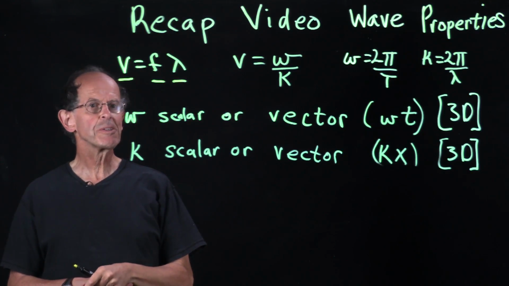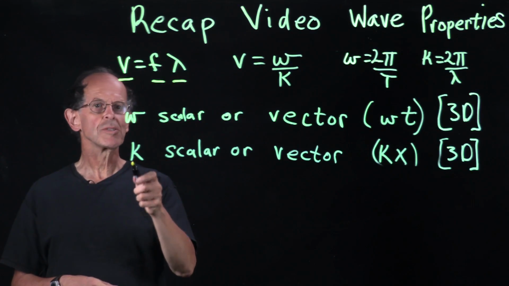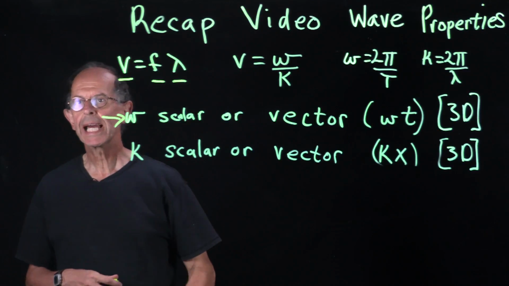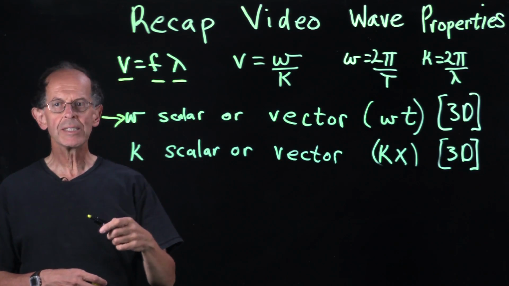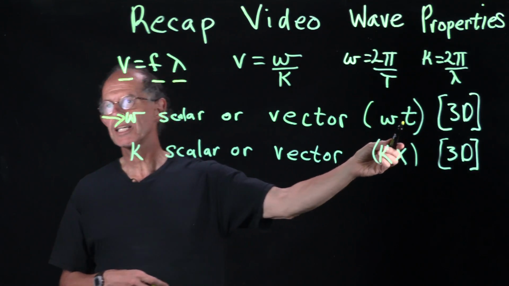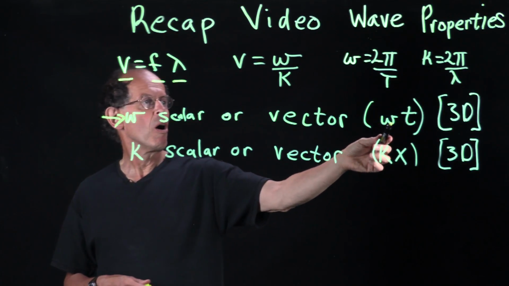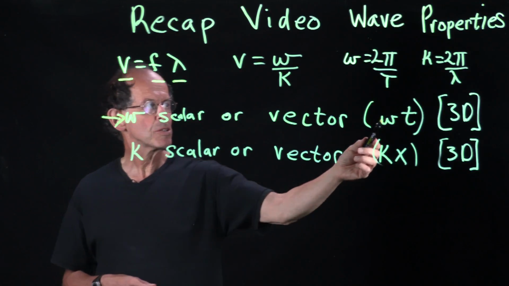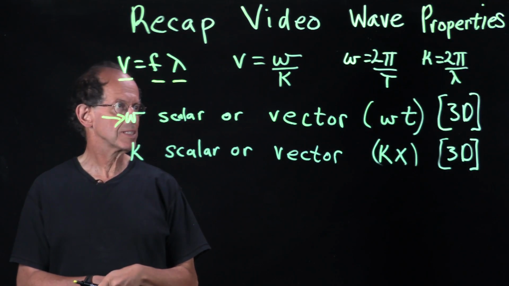Now let's look further at these variables omega and k. First question to ask is, is omega a scalar or a vector? Well, when we're thinking of radians and circular motion, we usually think of, when we're looking at phase, as we will later in the course, the phase of the wave, omega t. The units are dimensionless. Omega is per second times seconds.